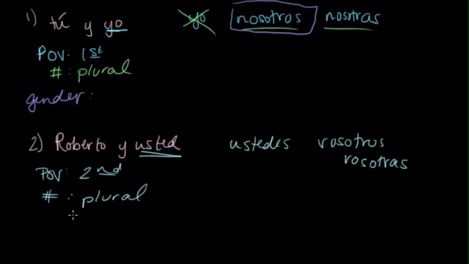So now let's look at gender. And we see that because there is one boy involved, this must be masculine, which allows us to eliminate vosotras, but we're still left with two options, ustedes and vosotros. Now you can probably guess that because usted is involved in the first subject here, we would use ustedes.